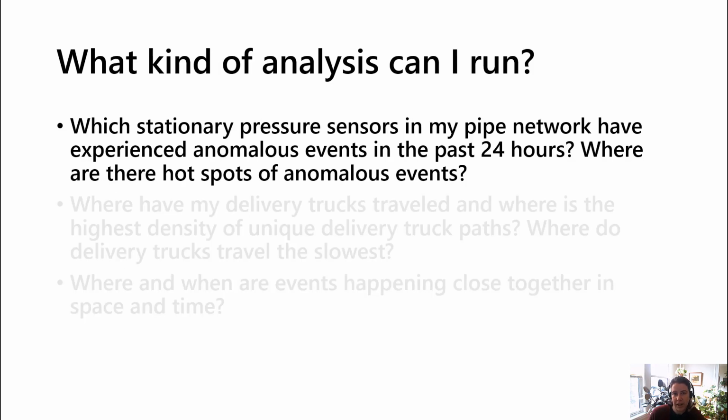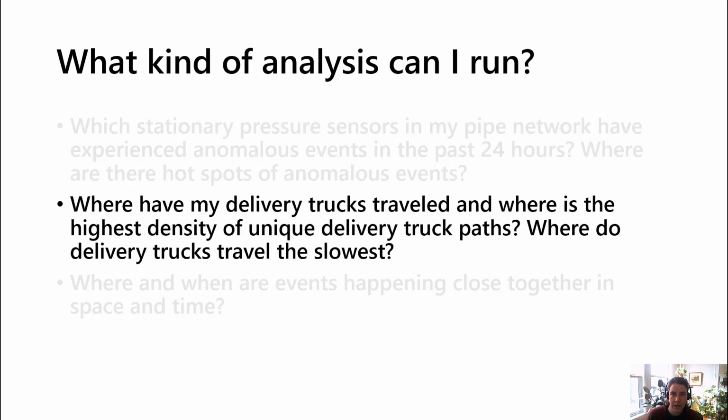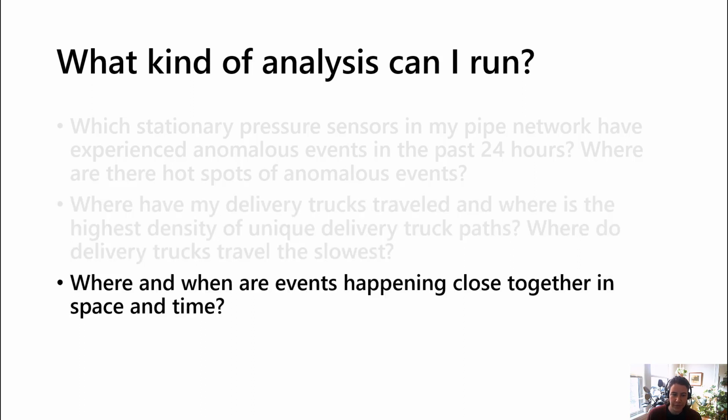So let's give an example of analysis that you can run. I have 3 examples here. Obviously, there are so many others as well, but these are just to give you an idea of the types of analysis we see. Which stationary pressure sensors in my pipe network have experienced anomalous events in the past 24 hours? And where are their hotspots of anomalous events? Another one is where have my delivery trucks traveled and where is the highest density of unique delivery truck paths? And where do these delivery trucks travel the slowest? And where and when are events happening close together in space and time?